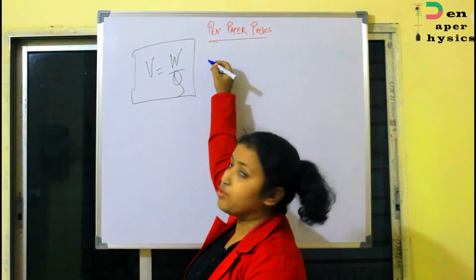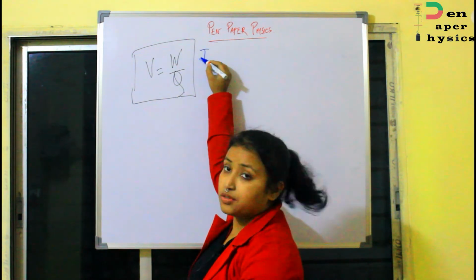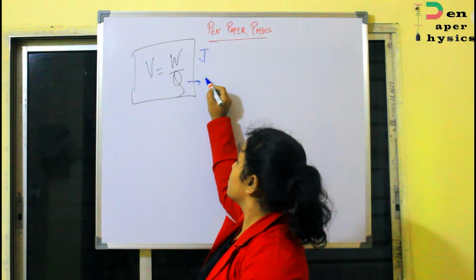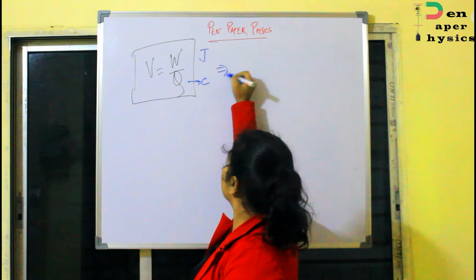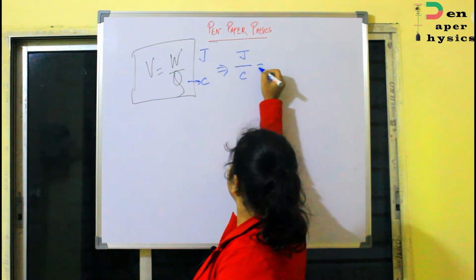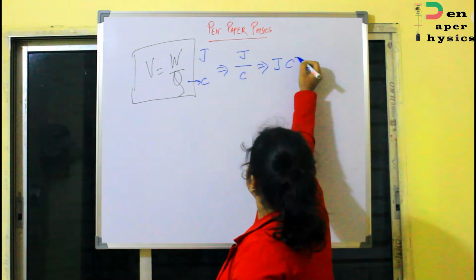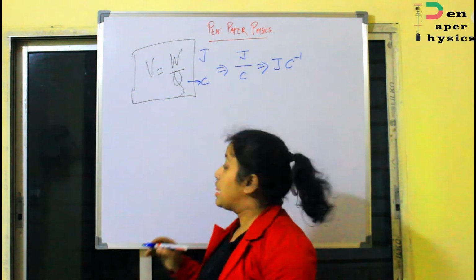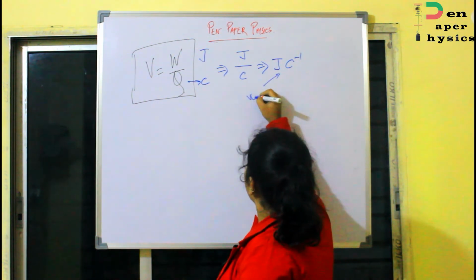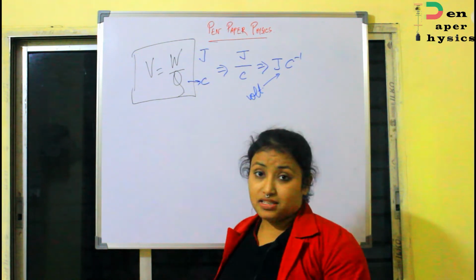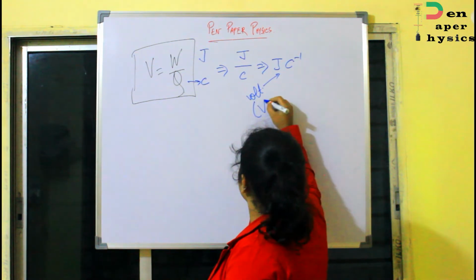So what is the SI unit of work? Joule. What is the SI unit of charge? Coulomb. So we can say it is joule per coulomb, which can be written as J C to the power minus 1, is known as volt. And by symbol we write it as V.